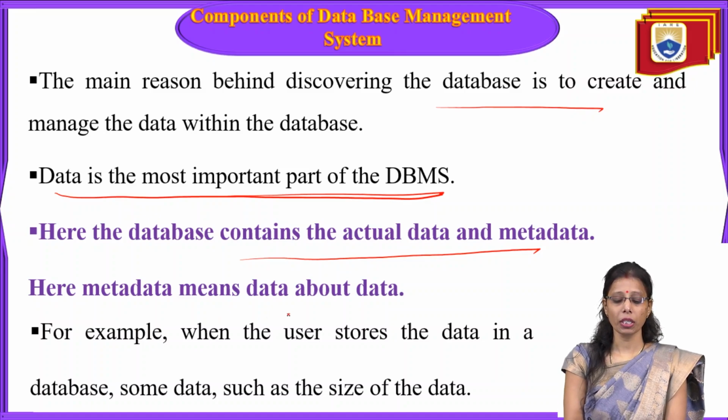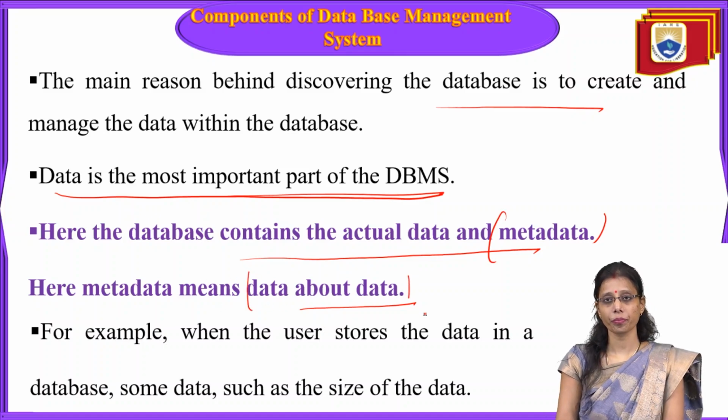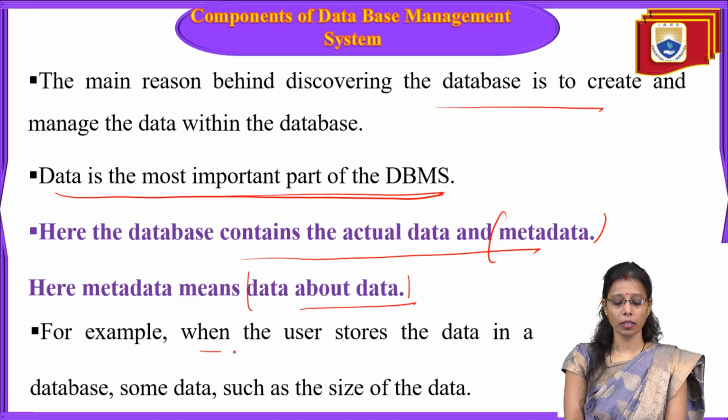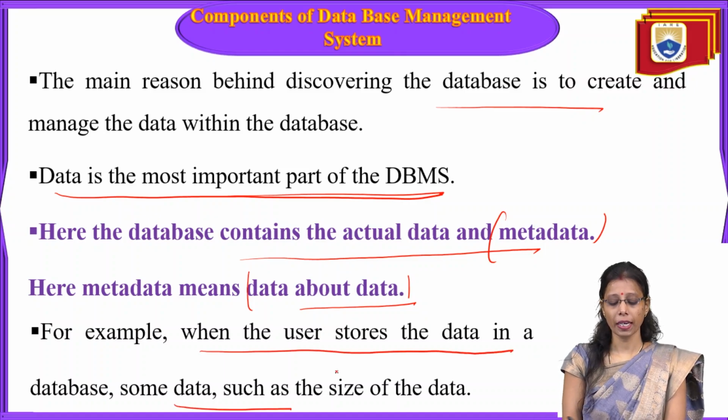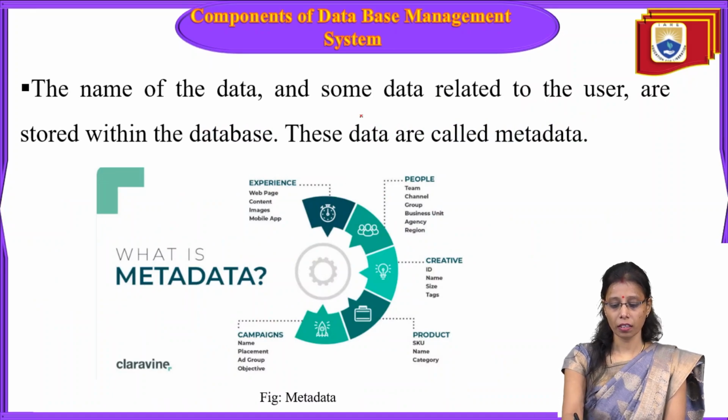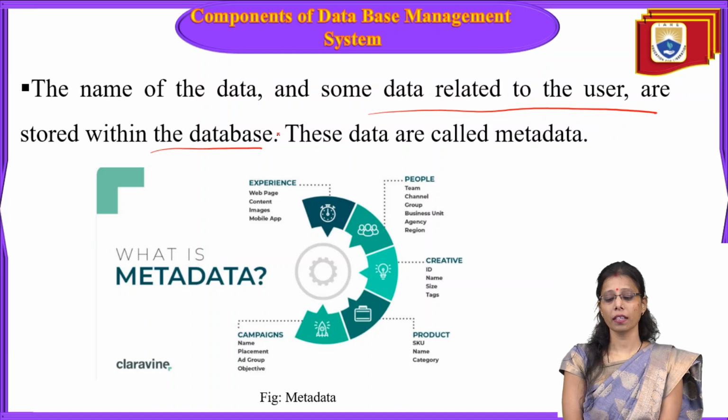So here metadata means data about the data. It gives the information. Metadata is data about the data, which gives the information about the actual data. For example, when the user stores the data in a database, some data such as the size of the data and the name of the data, and some data related to the users, are stored in the database. These data are called metadata.